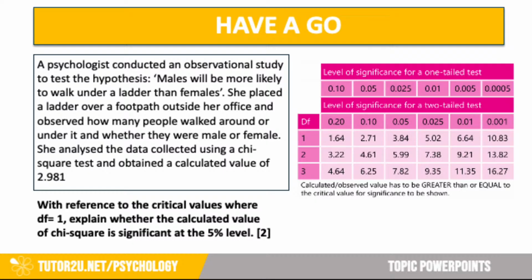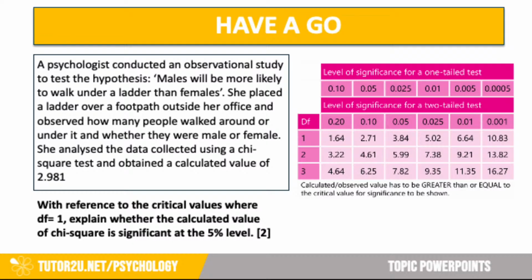You need to look at the little bit under the table there. If anybody's on a phone, this is going to be so small, isn't it? Shall I read it out? Calculated observed value has to be greater than or equal to the critical value for significance to be shown.